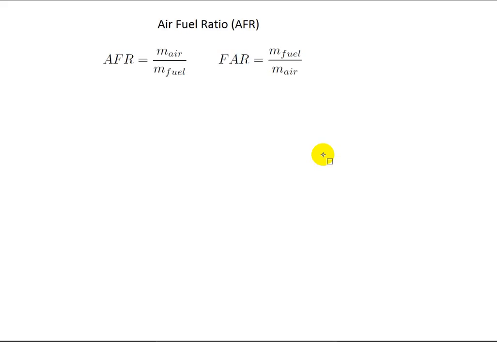Next, I want to introduce the air-fuel ratio, or AFR for short. It's just what it sounds like. It's the mass of the air divided by the mass of the fuel. That's called the air-fuel ratio. Or sometimes it's called the fuel-air ratio, which is abbreviated FAR, and that's the mass of the fuel divided by the mass of the air. Do note that the masses are given in kilograms and not in moles. That's really the only complication to this whole idea. So mass is going to be molecular weight times the number of moles.